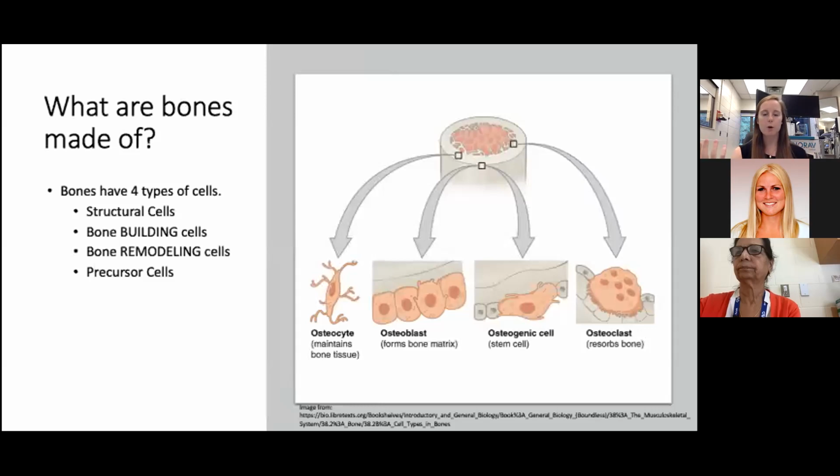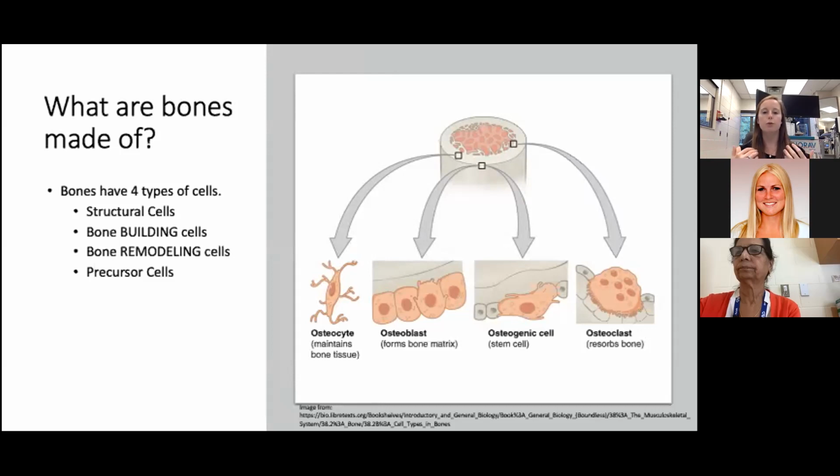So what else is bone made of? How is it formed? Well, there's 4 main types of cells. You don't need to remember the names of the cells, just kind of what they do. The 2 most important parts are the osteoblasts, which are the bone building cells. So they help to make our bones hard and to really build them bigger as we age.